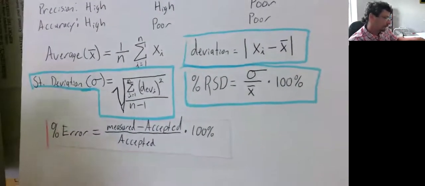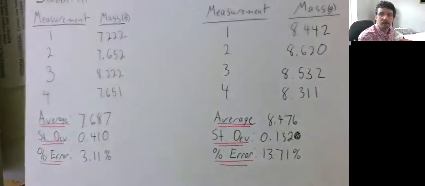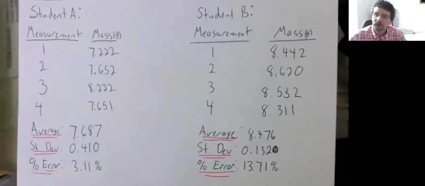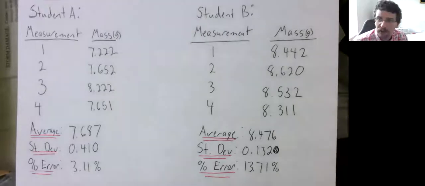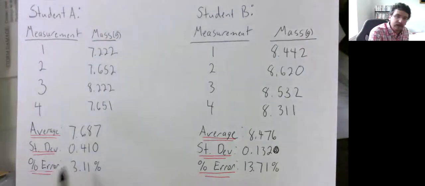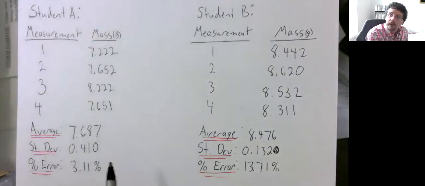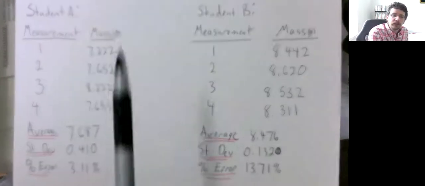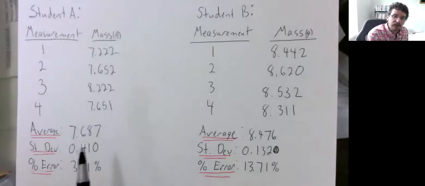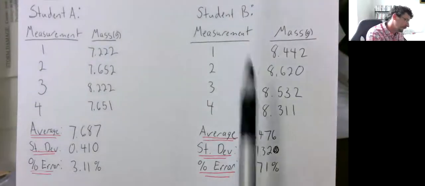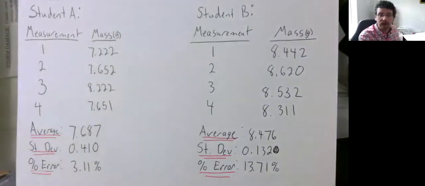So let's jump back to this data table that I introduced. Wiggle the camera a little bit. There we go. So what can we say? We want to determine which student has a higher accuracy and which student has a higher precision. I've already calculated these values for you, but you should be able to do that for the experiment. So let's look at student A. We have his data. We have the average, the standard deviation, and the percent error. And again, for student B, we have the same thing, average, standard deviation, and percent error.